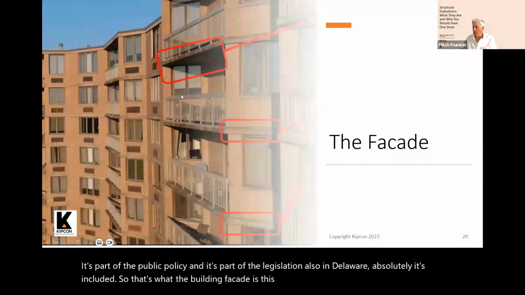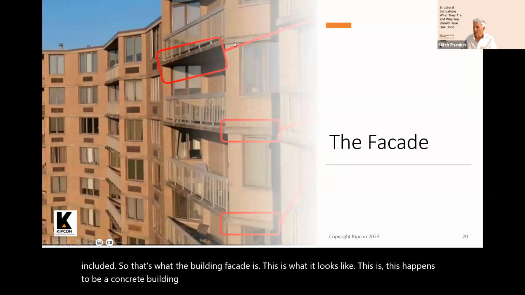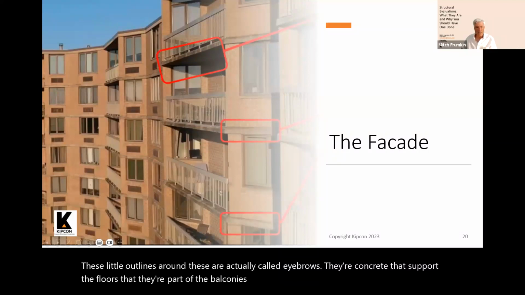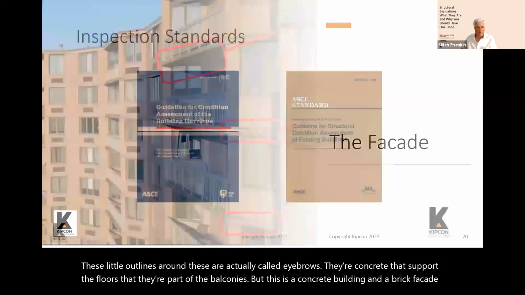This is what it looks like. This happens to be a concrete building, and it's got concrete slabs, which you see here with these little outlines around. These are actually called eyebrows. They're concrete that support the floors. They're part of the balconies. But this is a concrete building and a brick facade. So that's what a facade looks like.